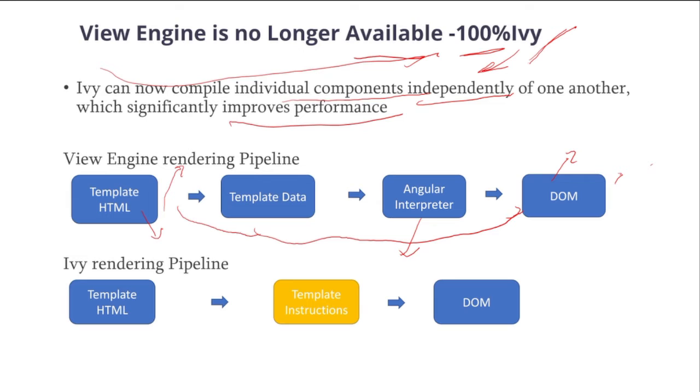Okay, and next, the Ivy rendering pipeline. In this we have template HTML. These template variables are synchronized with scripting variables, and then it gathers the template information. This translates to the DOM without the Angular interpreter. Then automatically it renders the view.